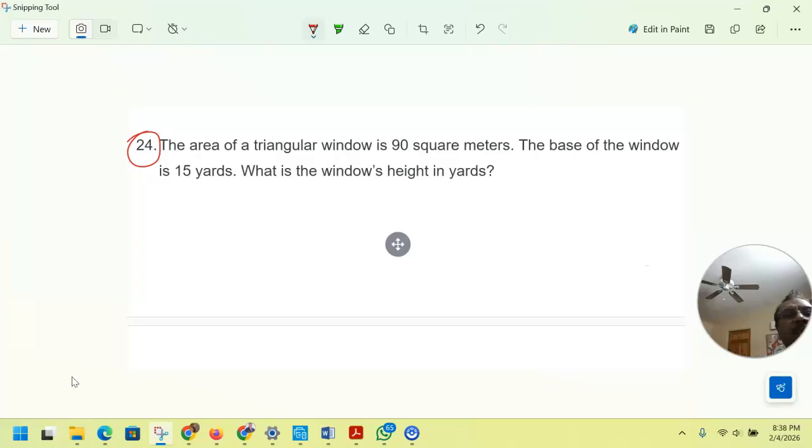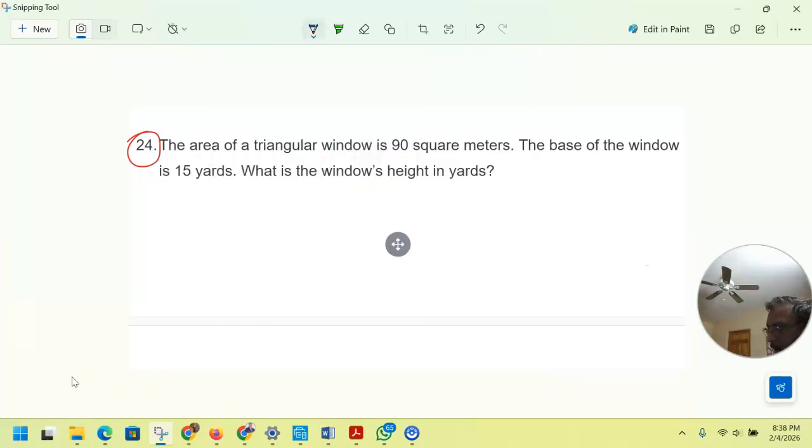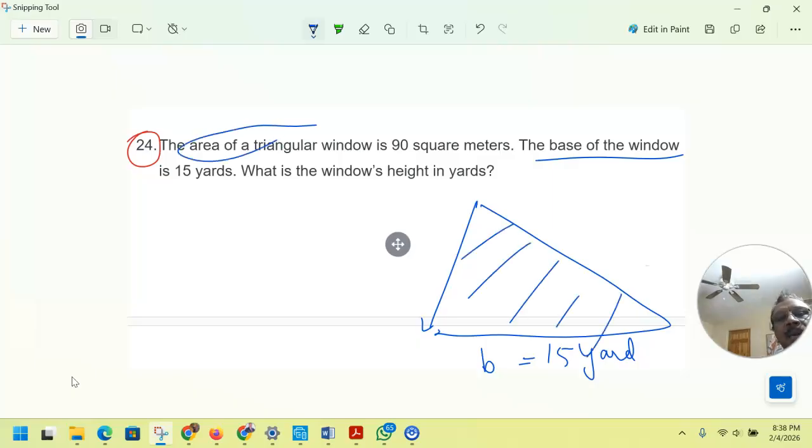So question 24 on your paper, I think it is the area of 90. Okay, so there is a triangle like this. The base of the triangle is 15, already given to you, 15 yards. This is the base. And the whole area is given as 90 meters square.